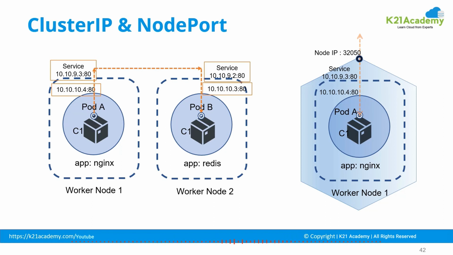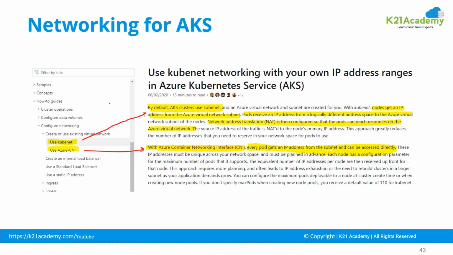In a nutshell, if you want to expose to the external world, then you use node port or the load balancer. If you want to keep communication internal to the cluster, then use cluster IP. So based on these two, Kubernetes has two types of networking.